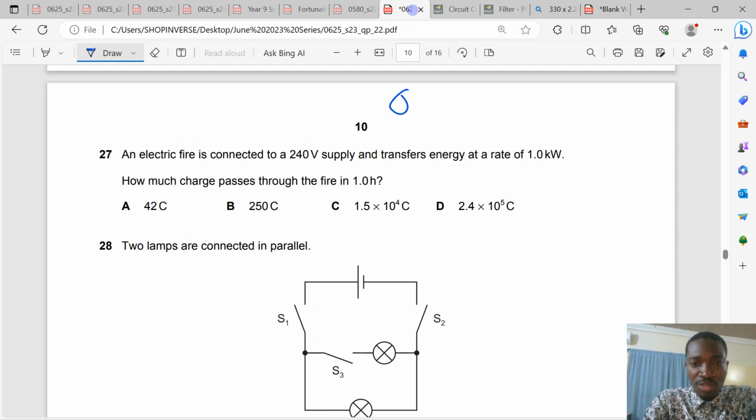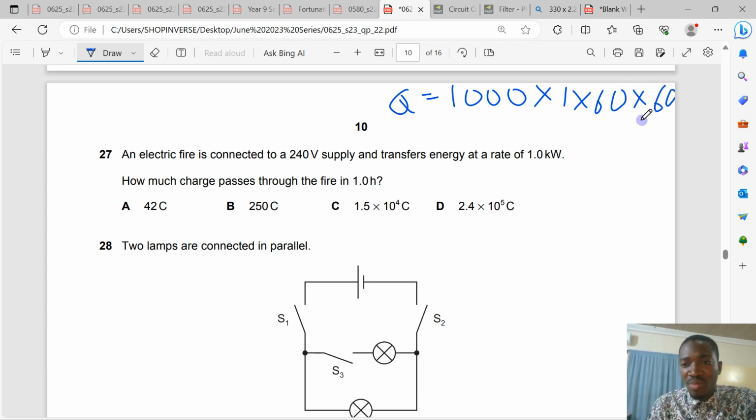So quantity of charge will be equal to, what's the power here? 1 kilowatt. 1 kilowatt will be 1000 watts. Multiplied by time. What's the time here? 1 hour. Convert 1 hour to second. It will be 1 hour multiplied by 60 in order to convert to minutes, multiplied by another 60 in order to convert to second. Because 60 seconds make 1 minute, 60 minutes make 1 hour.